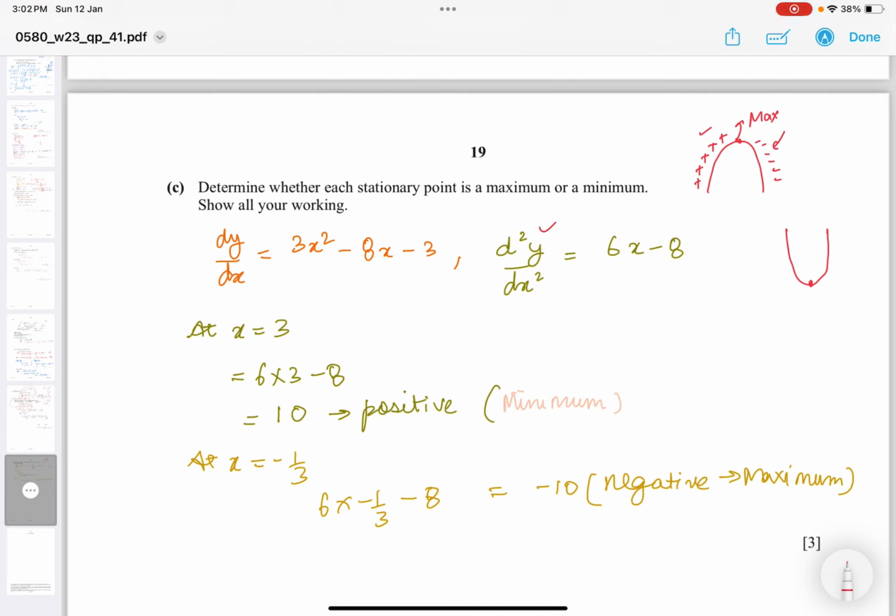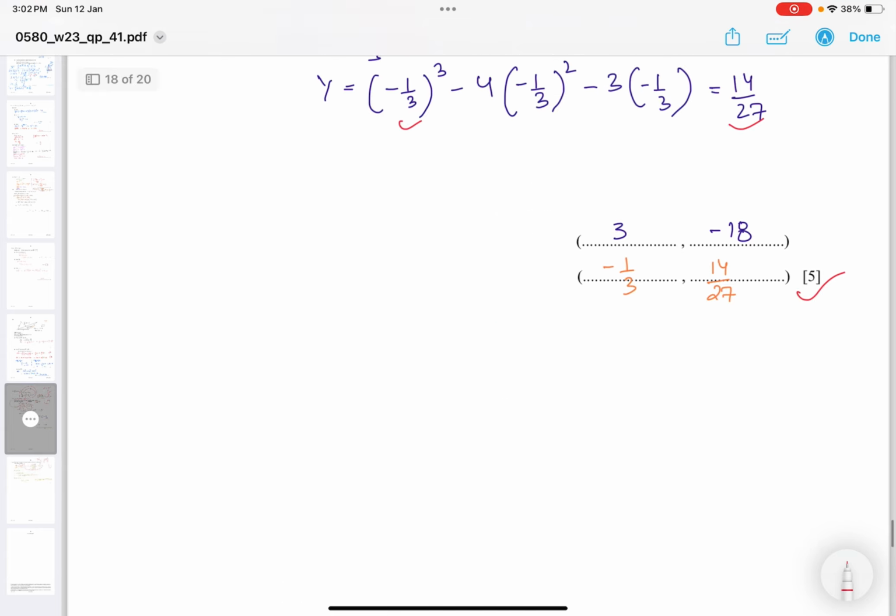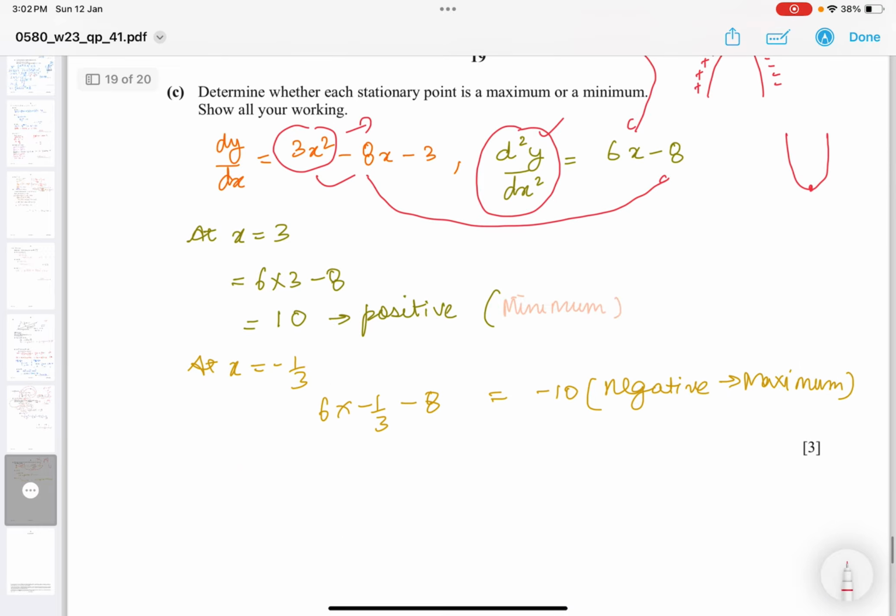How can I find this afterwards? We can double differentiate the equation. Our equation was this, and we are doing double differentiation. Simply the same rule applies. Differentiation of 3x squared would be 6x, and of minus 8x would be minus 8. So our double differentiation goes like this. Now I have to check the values of x which I got in the first case, 3 and negative 1 by 3.